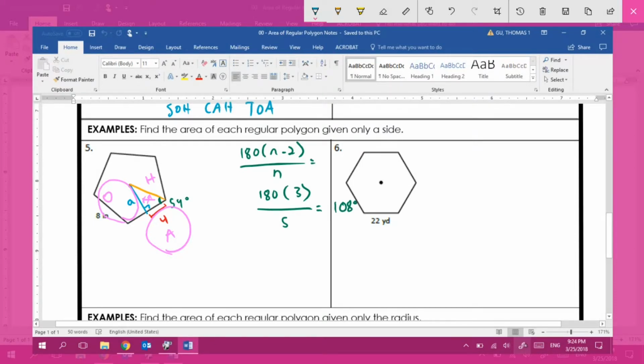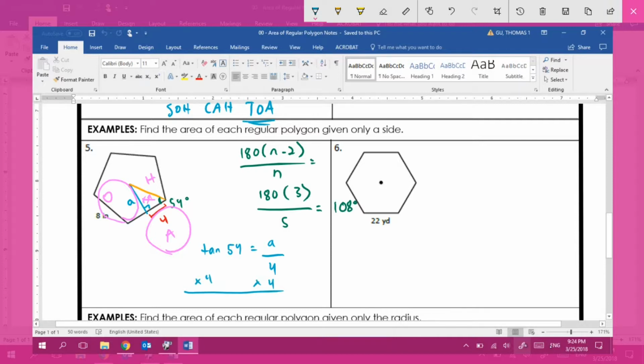So which function is going to use O and the A? That's TOA. So we're going to write tangent of 54 degrees equals opposite, which is A. We don't know what our apothem is, we're looking for that, over the adjacent side, which is 4. Now, if I want to get A alone, all I have to do is multiply both sides by 4.